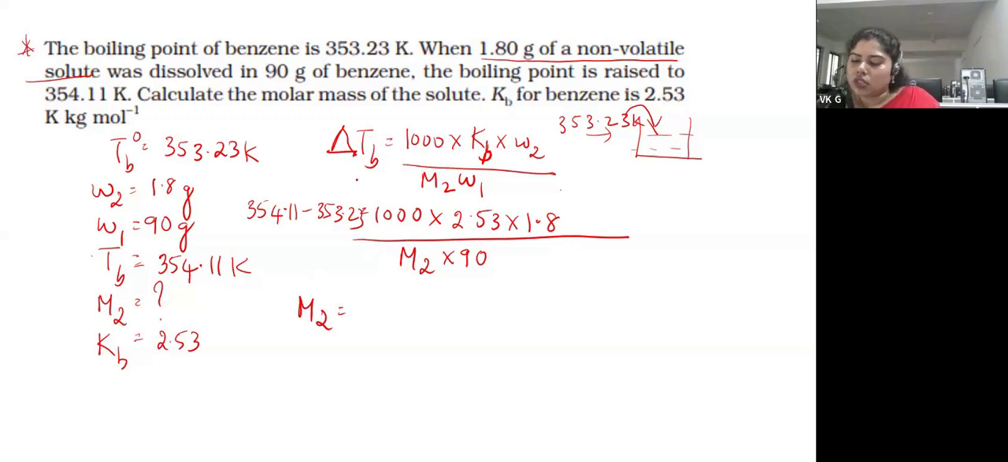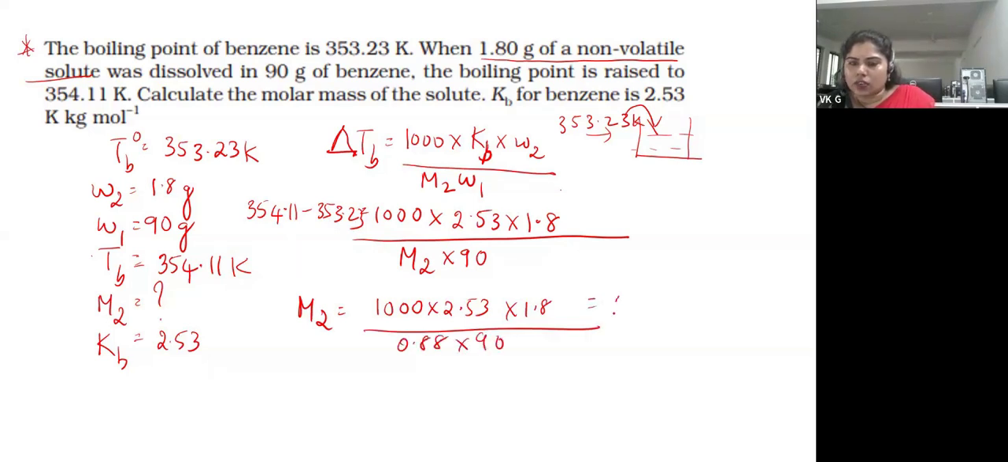So 354.11 minus 353.23, you get it as 0.88 Kelvin. So 1000 into 2.53 into 1.8 divided by 0.88 Kelvin into 90. You get the answer as around 57.5 gram per mole. It can be 57.27 or 58. It depends. But then 57.5 gram per mole would be the answer. Okay. So this is how you solve the problem for elevation in boiling point.